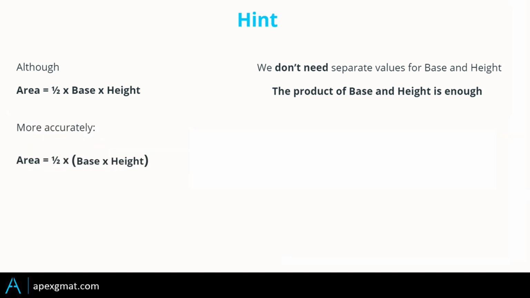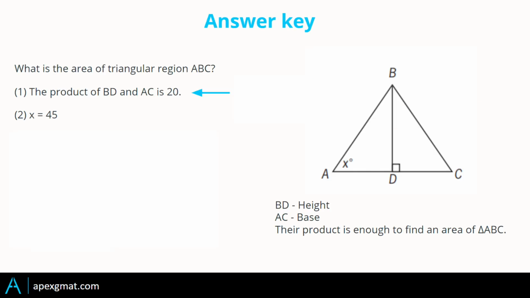And the key to this problem is noticing in number 1 that they give us this B times H product of 20, which means if we wanted to plug it into our equation, 1/2 times 20 is 10. Area is 10. Number 1 alone is sufficient. Answer choice A.